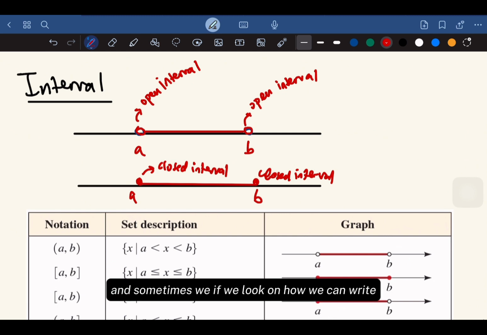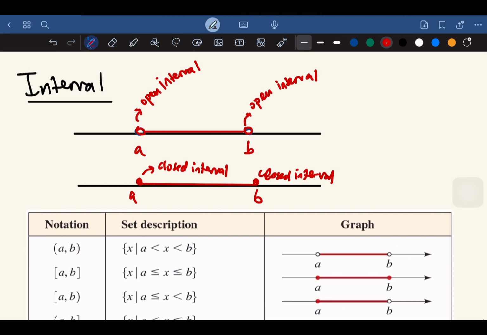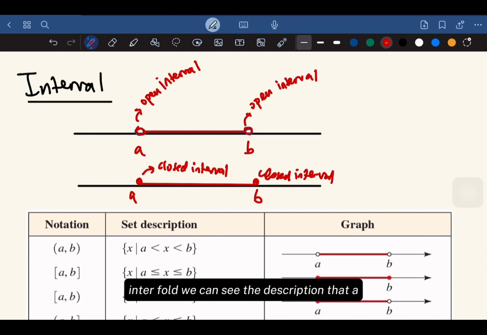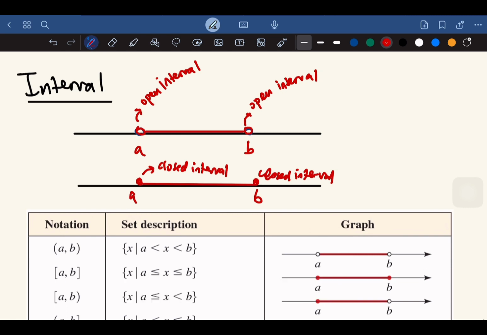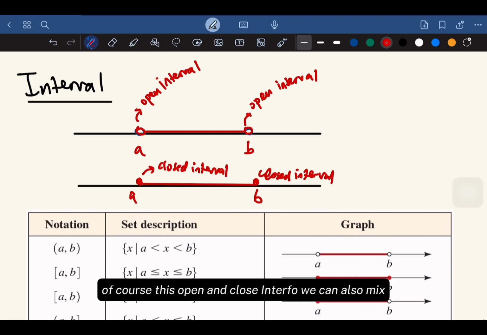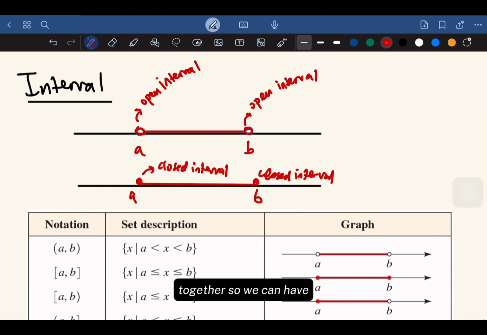And sometimes we write it with this rigid bracket, like a square, right? And then in the interval we see the description that A is less than or equal to X, so X can be A, and then X is less than or equal to B. And this is the description. Of course, these open and closed intervals we can also mix together.